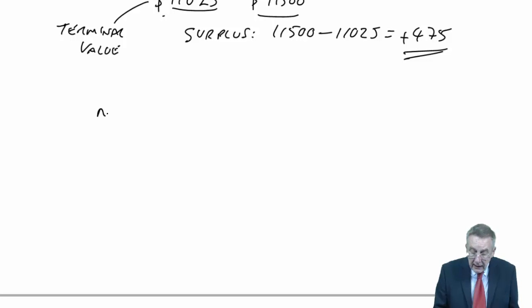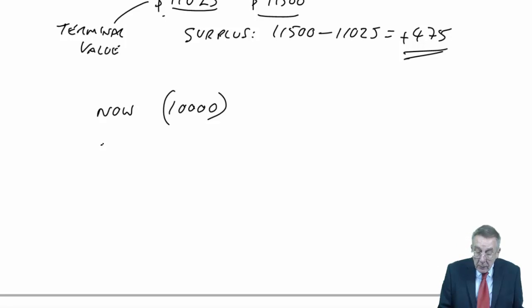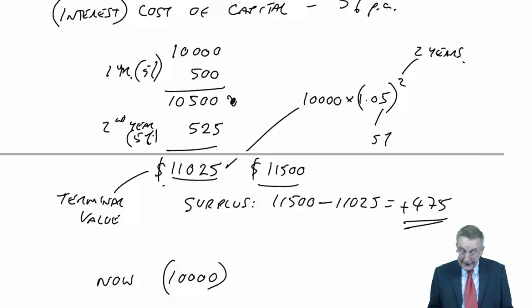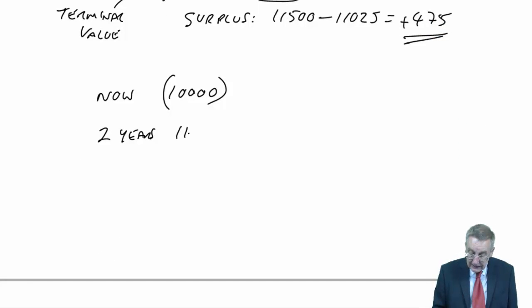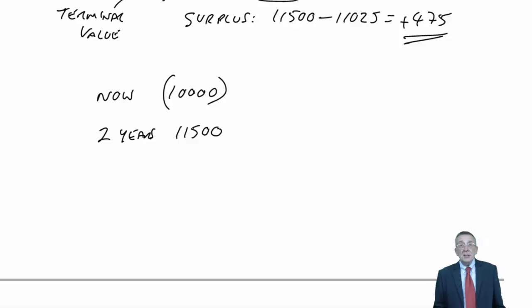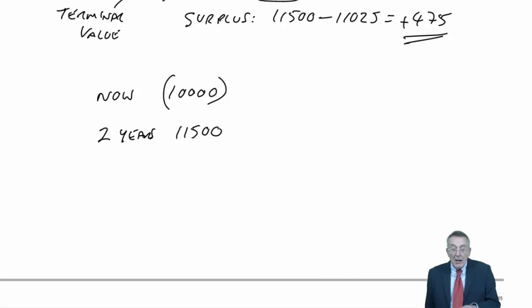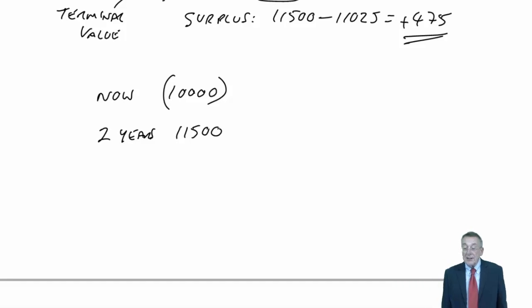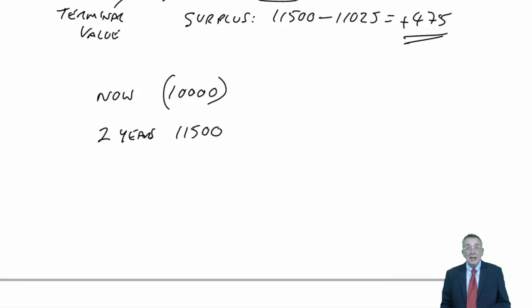We say, okay, it will mean paying out 10,000 now. We will get back in 2 years' time, what was the figure? 11,500. But instead of adding on interest, we in a sense work backwards and we say, well, that 11,500, how much now would have grown to 11,500 in 2 years' time?